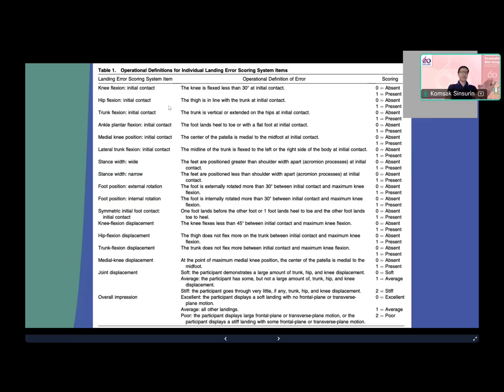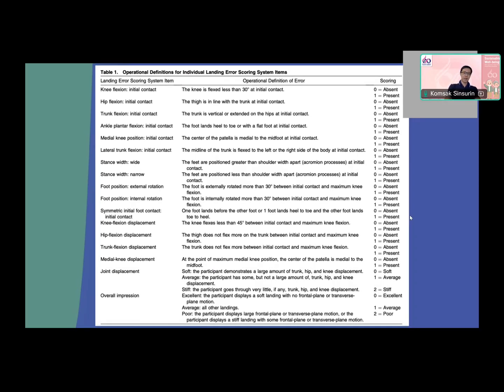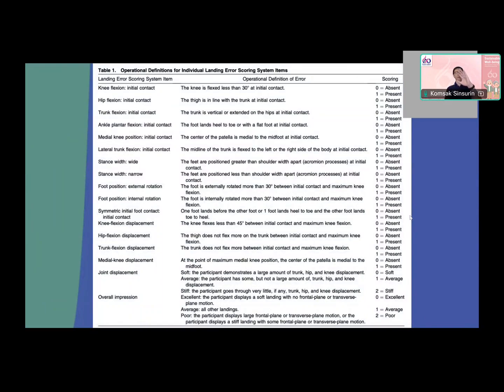So the health professional can observe all items here, give a score for each item, and then sum the scores at the end. If the score is greater than or equal to 5, that athlete has a higher risk of non-contact ACL injury.